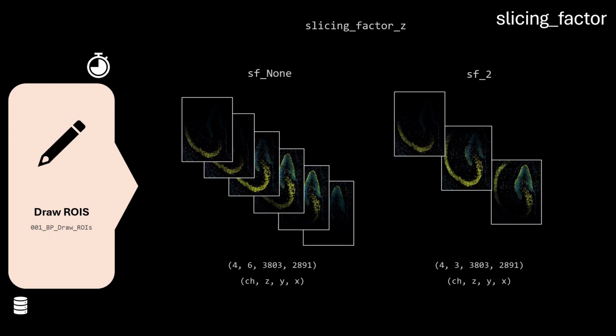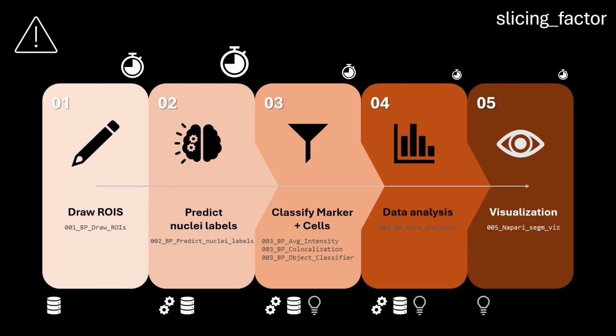By applying a slicing factor along Z, we can reduce the number of slices processed, just like in the XY plane. No matter which slicing factors you choose, whether in X, Y, Z, or both, it's essential to keep them consistent throughout your entire pipeline. This consistency ensures that all processing steps operate on data with the same resolution and scale.